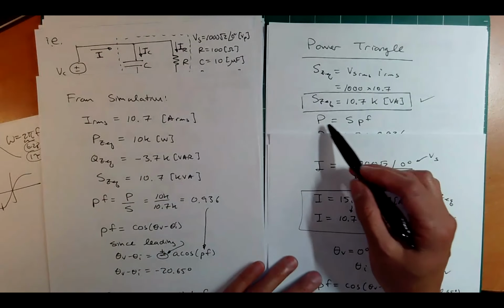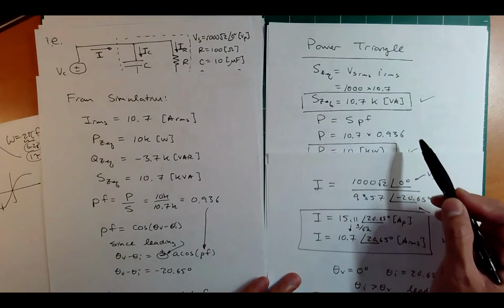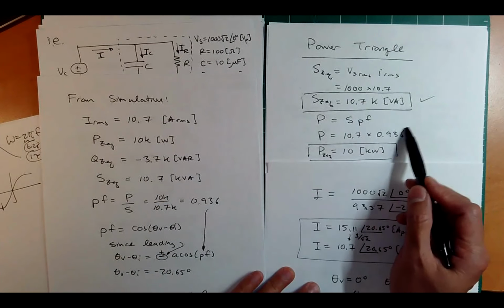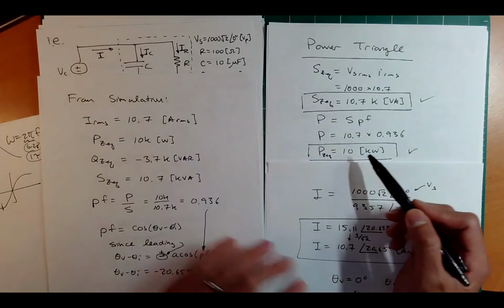Fantastic. What about the real power? It's just this times the power factor, 10.7 times 0.936. That 0.7 gets killed by the 0.936. We get 10. Excellent. We're getting consistency.